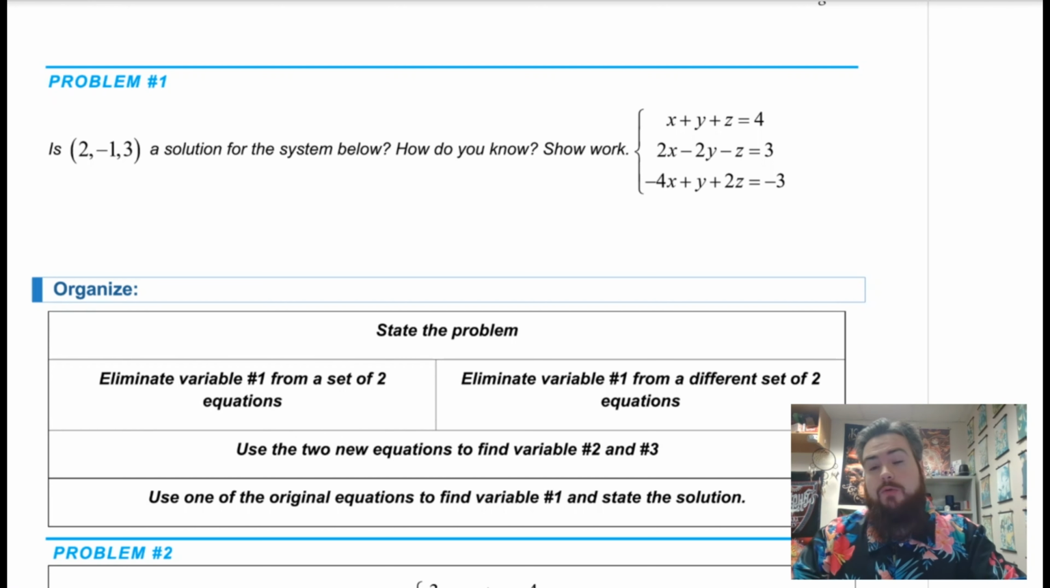Hello, in this video we'll be talking about section 2.2, systems of equations with three variables. We had already discussed what a system of equations with three variables is, but here we are going to explore a couple more problems concerning those.